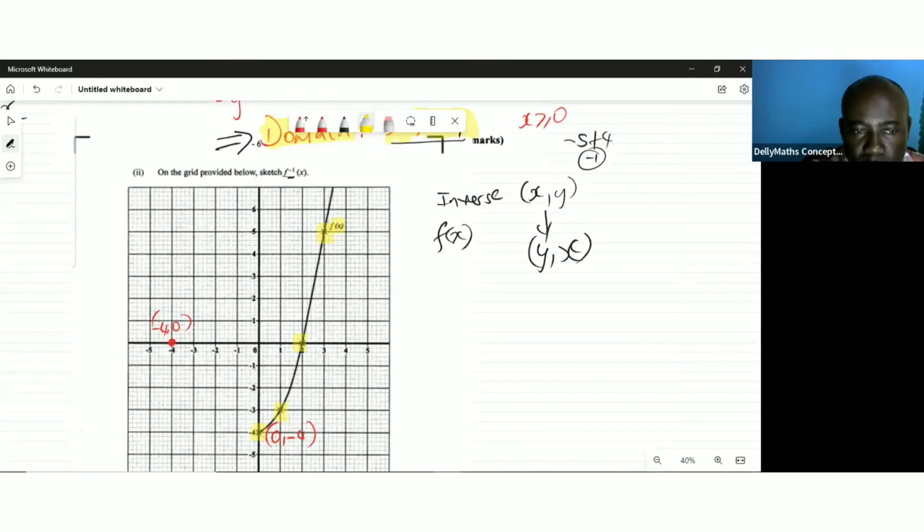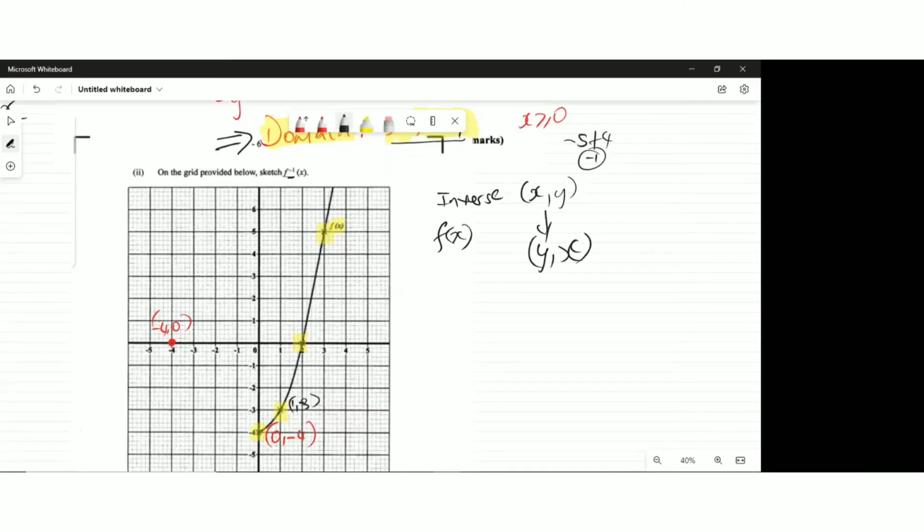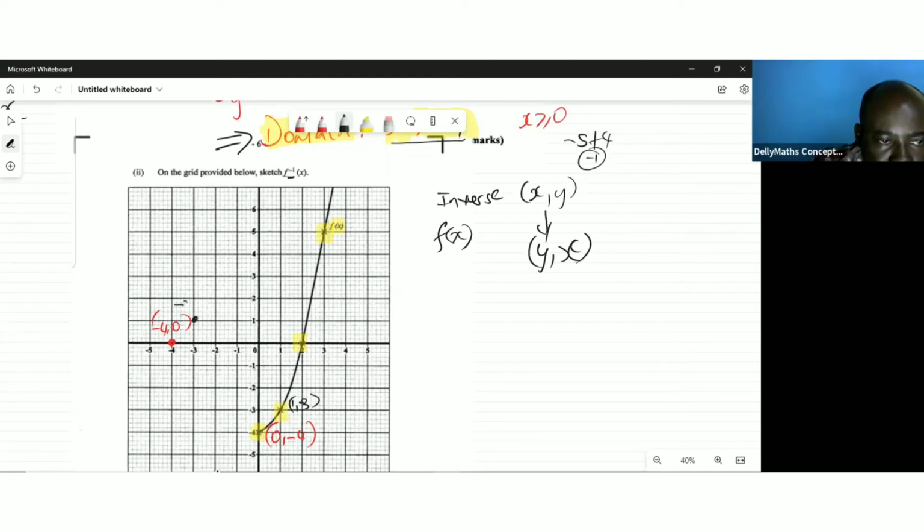Watch. So the inverse of (0, -4) becomes (-4, 0). The inverse of this point here is (1, 3). Abriana, tell me what you think the inverse of it is. (1, -3). What is the inverse? (-3, 1). Exactly. So it's right here, (-3, 1).